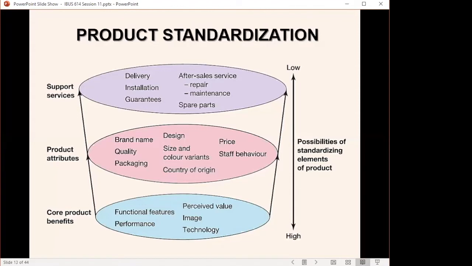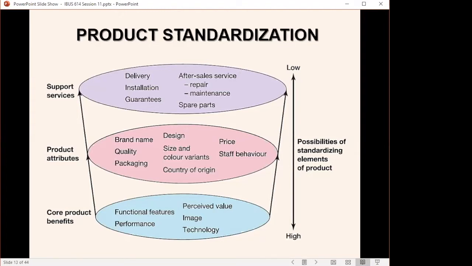So let's look at a typical example. At the core product benefits level, we can think about functional features and performance. So let's talk about a car, for instance. Let's use the Mercedes-Benz and BMW examples. When we talk about performance, Mercedes-Benz and BMW have a standard level of performance everywhere in the world. True or false? True. In terms of functional features, they are the same everywhere in the world.